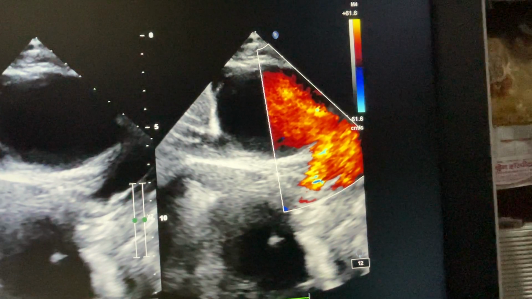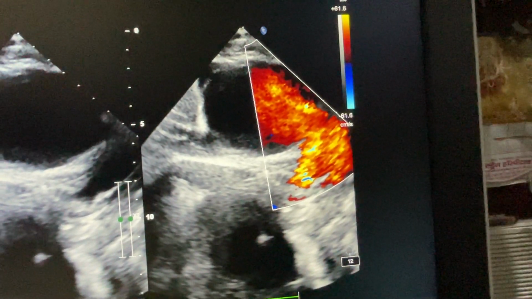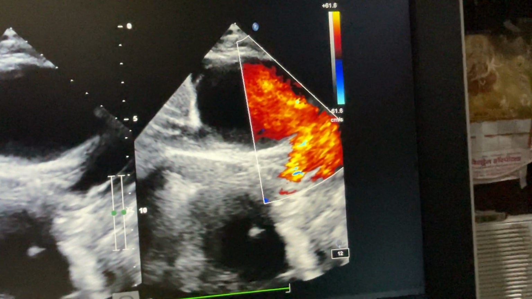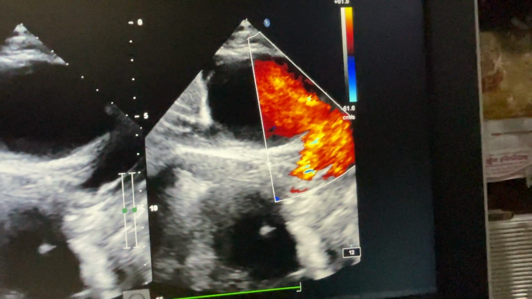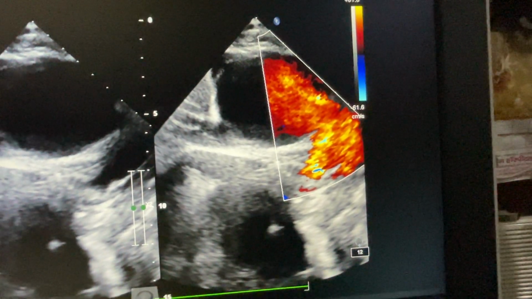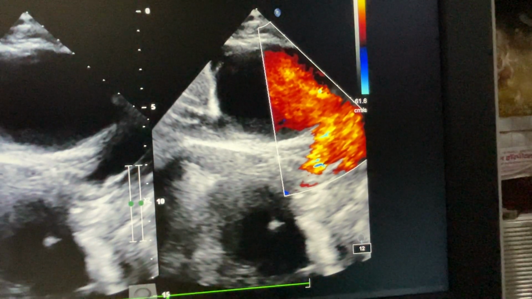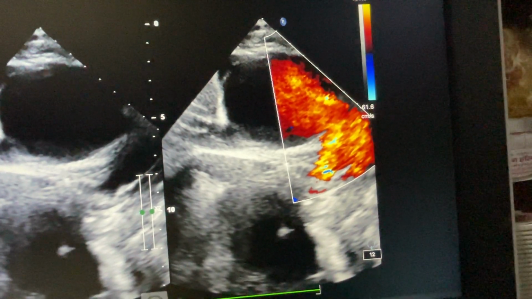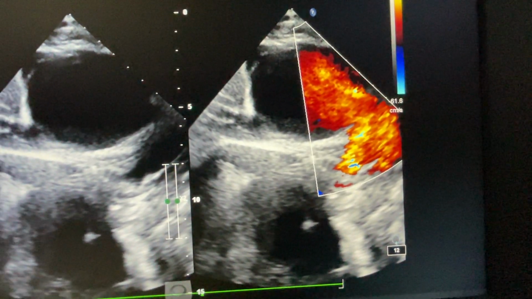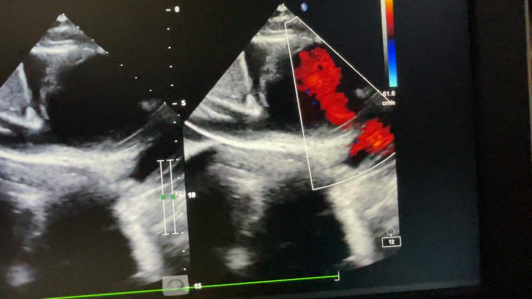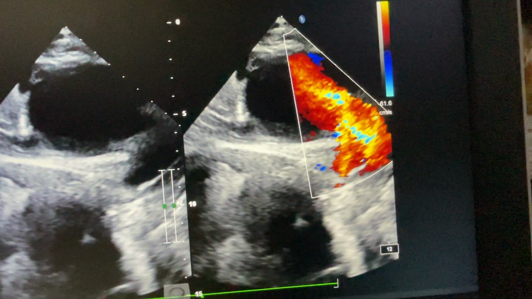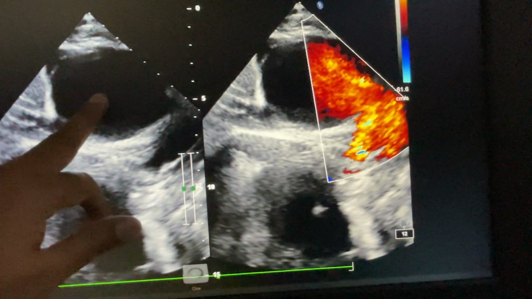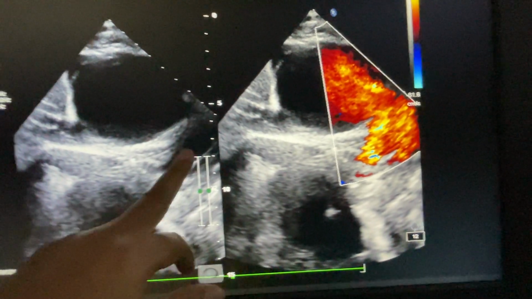So ultimately, in superior vena cava type sinus venosus ASD, the blood is going along the flow of the superior vena cava. If it is IVC type of sinus venosus ASD, in that case blood is going with the flow of the inferior vena cava. So this is the case of sinus venosus ASD of SVC type. So blood is going through the superior vena cava along with the superior vena cava. See, this is left atrium, this is right atrium. Blood is going from here to here.